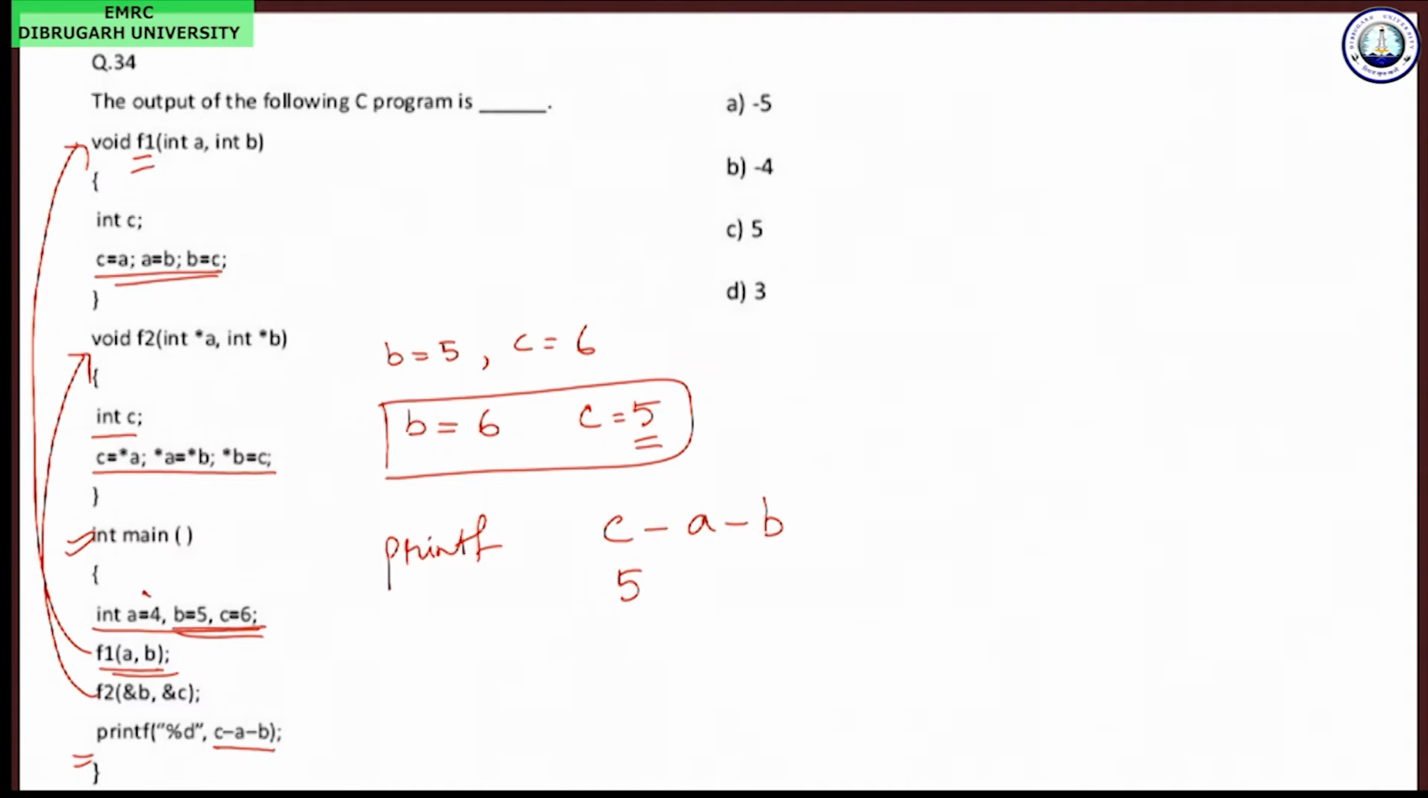The value of a is still 4 because nothing is reflected, nothing talks about a. So a remains the same, a is equal to 4 minus b is equal to 6. So here it is 5 minus 10. So your answer is minus 5. So the answer for this question is a, minus 5. Coming to the next question.